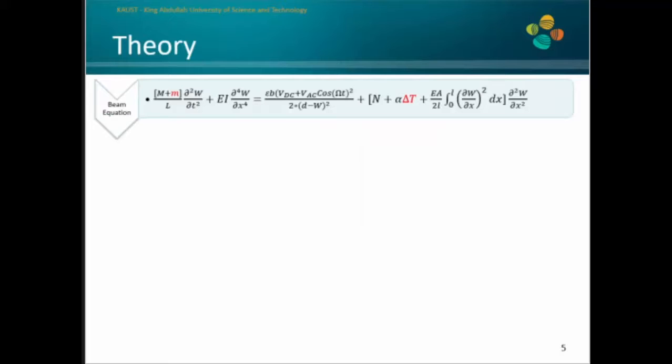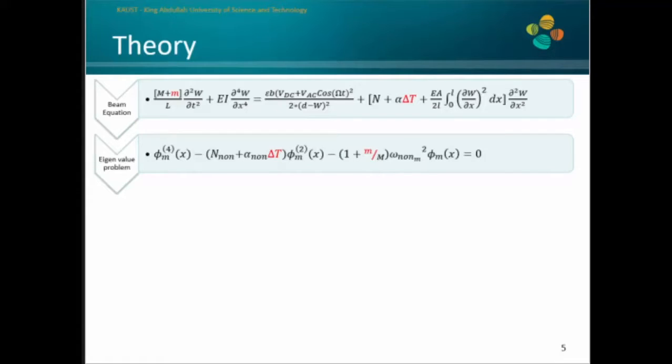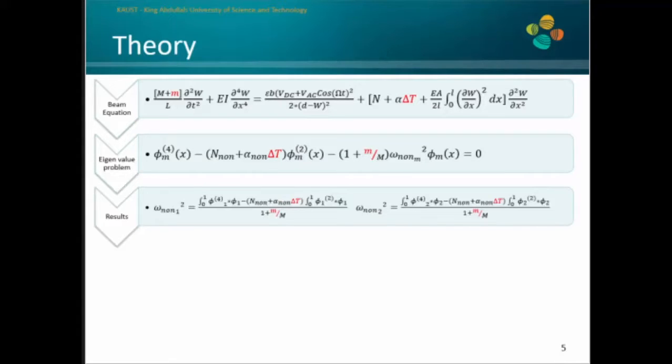Now, to demonstrate the concept, we start with a simple beam equation, where the amount of mass being absorbed on the resonator surface is simply the small m here, and the change in the temperature is the delta T. Now, without going into the analytical details, we solve the corresponding eigenvalue problem using one-mode Galerkin, and we end up with this relation, which is a closed formula for the first mode frequency and the second mode frequency.